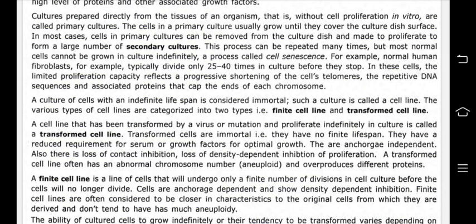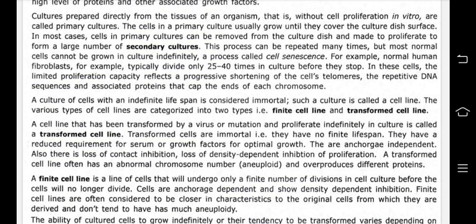A culture of cells with an indefinite lifespan is considered immortal. Such a culture is called a cell line. The various types of cell lines are recognized into two types: finite cell line and transformed cell line. A cell line that has been transformed by a virus or mutation and proliferates indefinitely in culture is called a transformed cell line. Transformed cells are immortal.